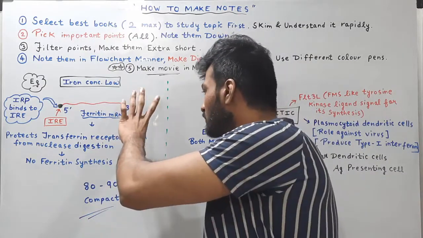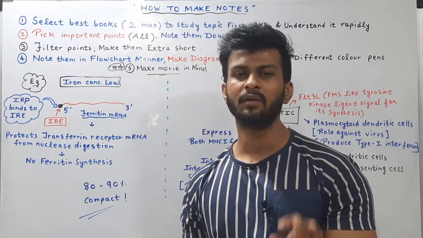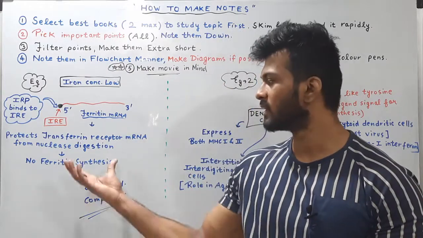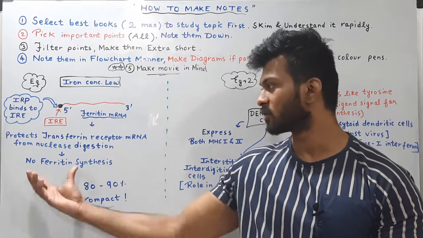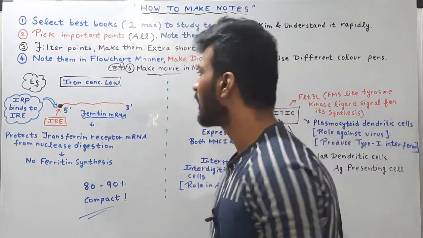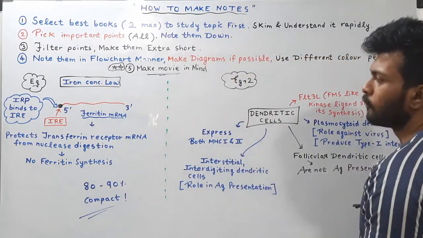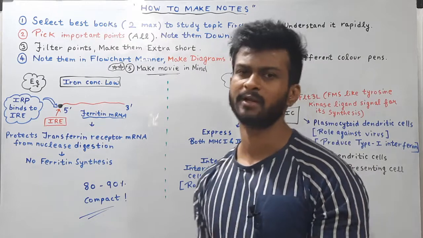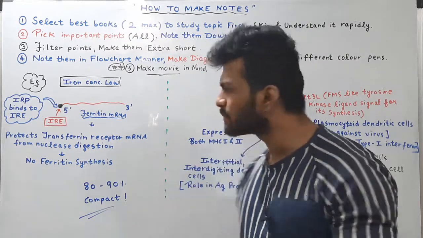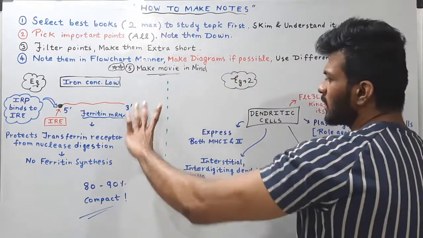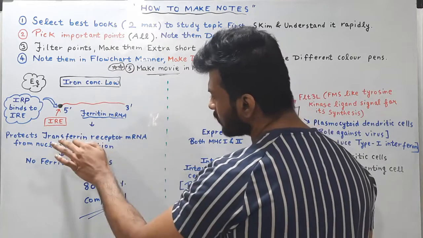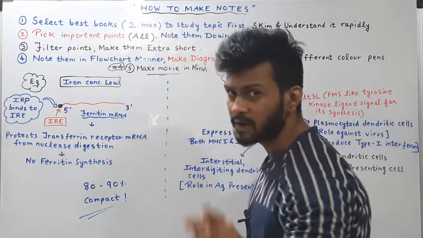Only this part was explained in 1.5 to 2 pages in the reference books, and we have made it 80 to 90% compact. Now the questions will be asked from here only: when the iron concentration is low, what will happen to the transferrin receptor mRNA stability? It will increase or decrease. So every information is present in this content. Obviously, when the iron concentration is low, the ferritin or transferrin receptor mRNA stability will increase.